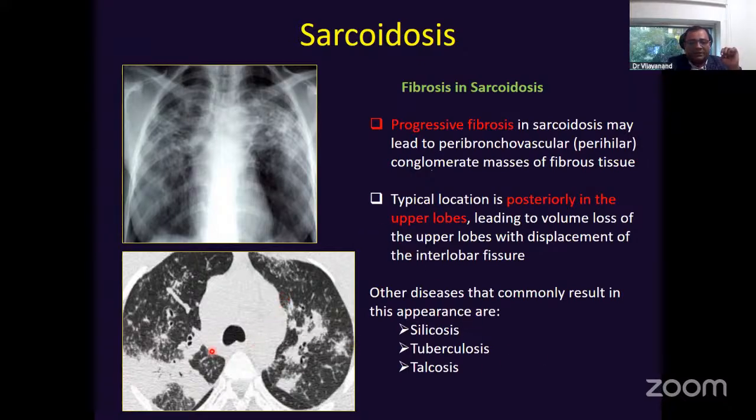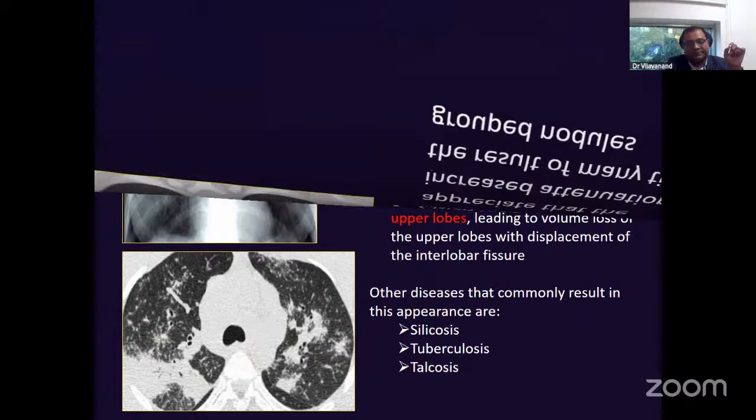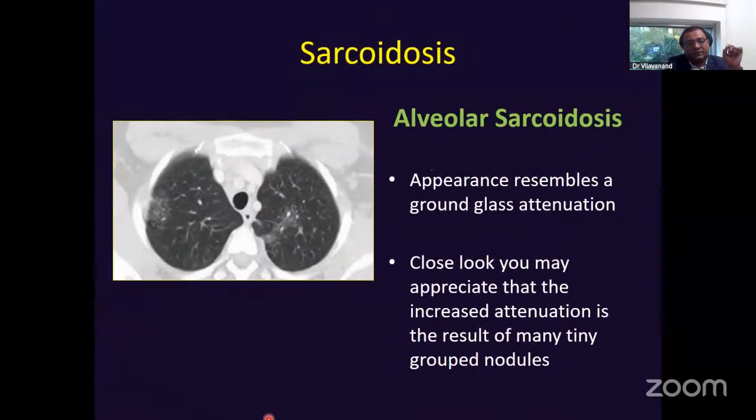Whenever there are consolidations, these larger consolidations usually affect the posterior aspects of the upper lobes. Other diseases that commonly result in similar appearances are silicosis, tuberculosis, and talcosis. This is alveolar sarcoidosis. Here, if you can see the bilateral upper lobes, you are seeing a ground glass opacity-like area.